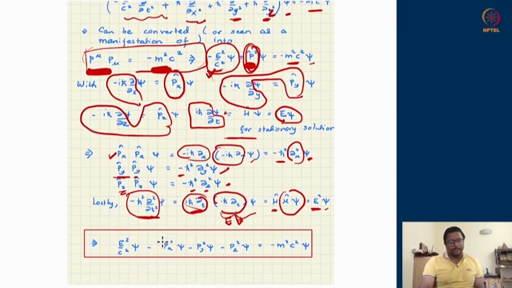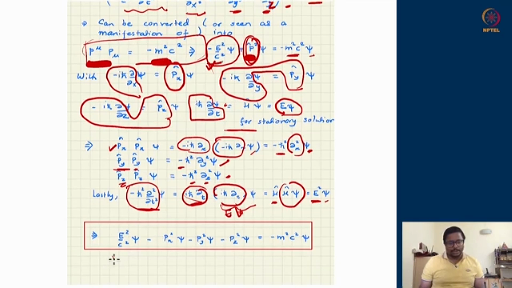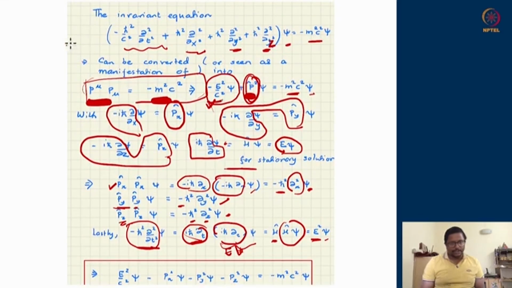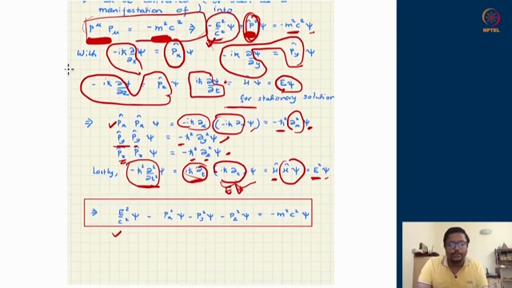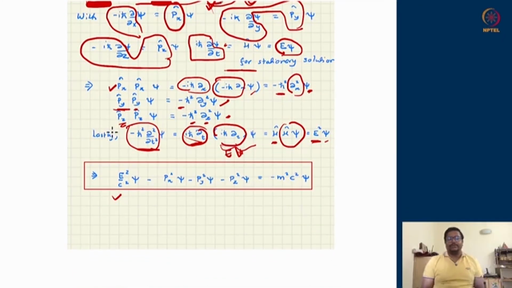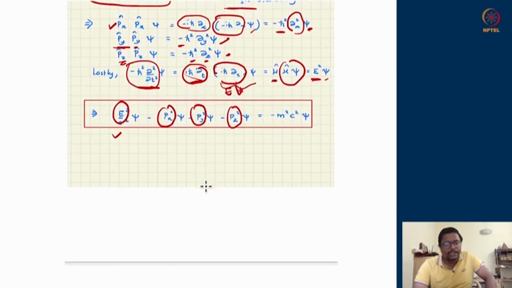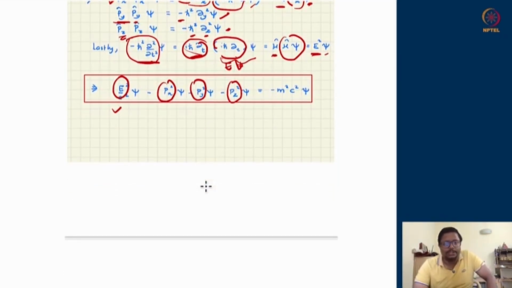So ultimately the invariant equation, which was minus e square upon c square psi plus all the spatial derivatives px square, py square, pz square psi, is equal to minus m square c square psi. So whatever we had as an invariant equation in temporal derivatives and spatial derivatives can be converted into respective operators, with e replacing the temporal derivative and spatial derivatives being replaced by the p operators. So that is another manifestation of writing the quantum operator in the relativistic regime.